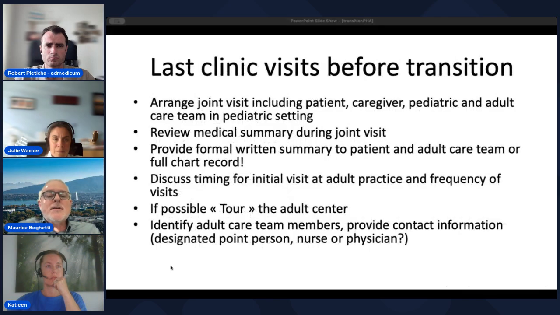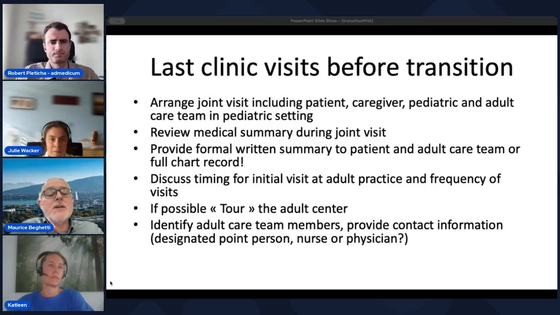So you arrange usually the clinic in the pediatric clinic, but if you can, you should invite the adult doctor. And so it's a conjoint clinic, and the patient sees his future doctors and starts to know him. We review the medical summary, we discuss how the initial visit will be done. Sometimes you try to tour the adult clinic so the patient knows where he will go, and he will feel more secure when he will go there. So he knows the new team, and we do that together. Next.